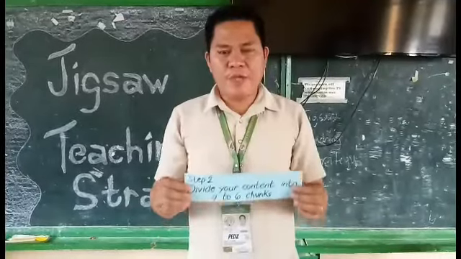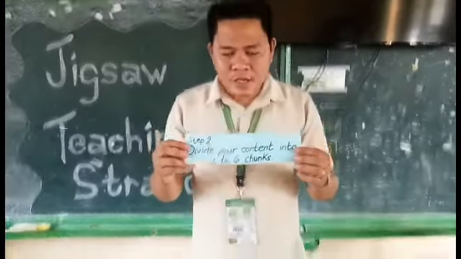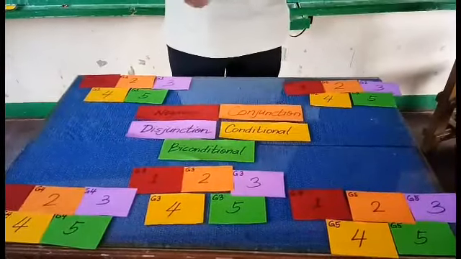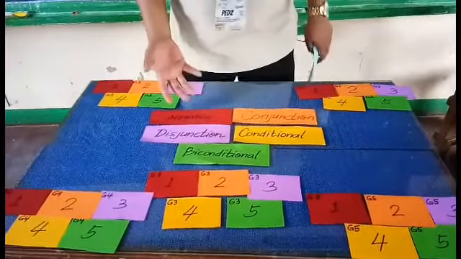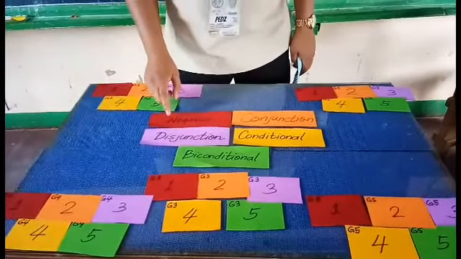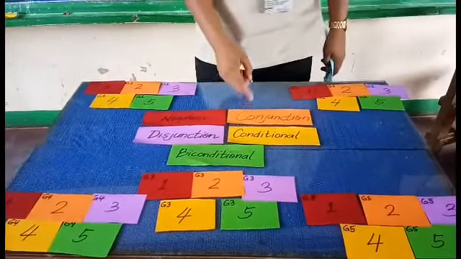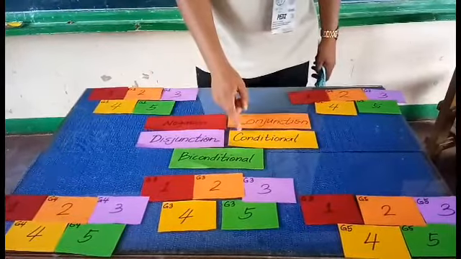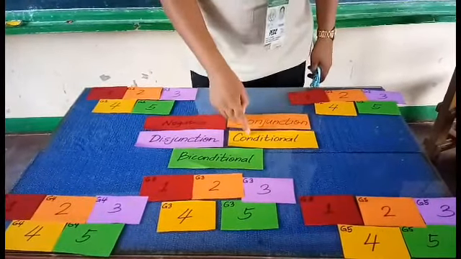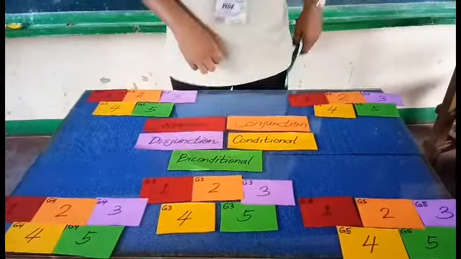Step number 2, divide your content into 4 to 6 chunks. So in my demonstration, I am talking about the mathematical logical operators. So we have 5 chunks. We have negation, chunk number 1, and content number 2 is conjunction. Content number 3 is disjunction. Chunk number 4 is conditional. And the 5th chunk is biconditional.